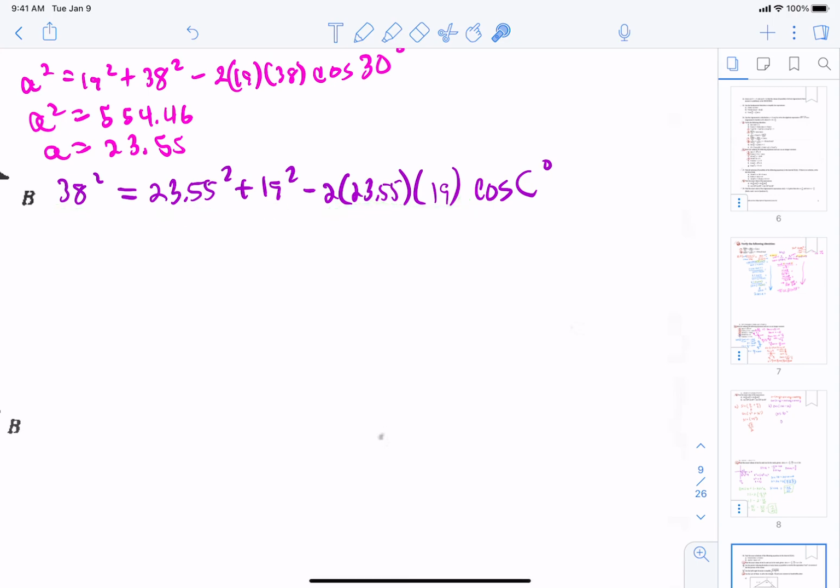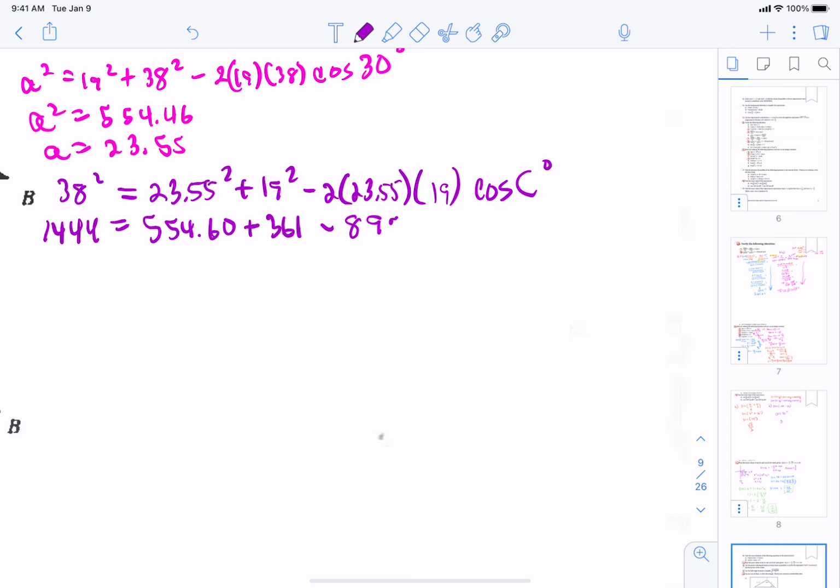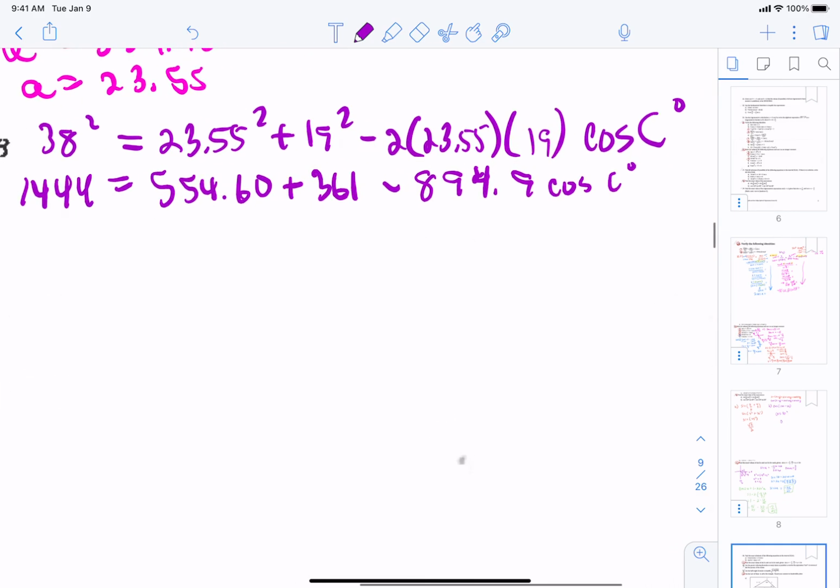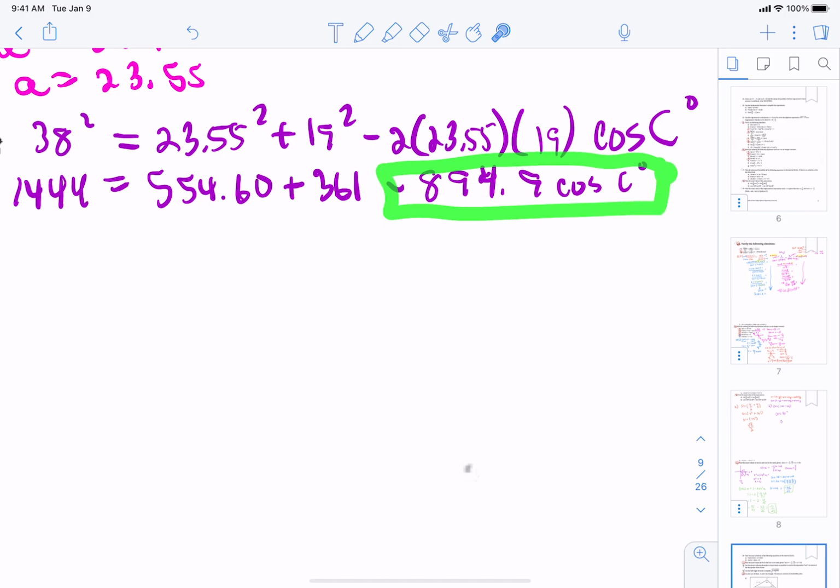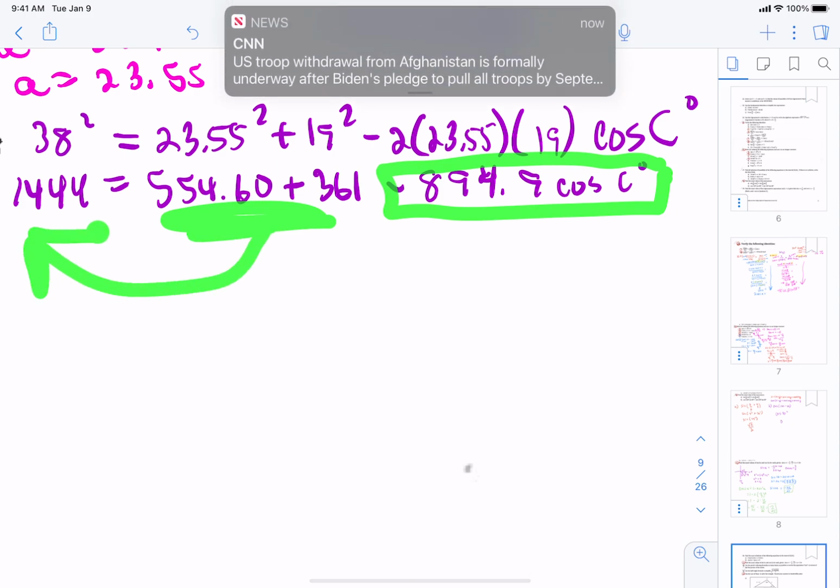So just enter them separately into your calculator. 38 squared, 1444. 23.55 squared, 554.60. 19 squared, 361. Now, I'm physically going to do this: 2 times 23.55 times 19, and I get 894.9. Now, here's the part that people mess up. Algebraically, those things are stuck together, so we can't do a darn thing about it. These things we've got to move to the other side by subtracting them off.